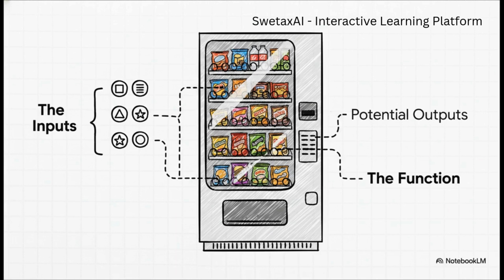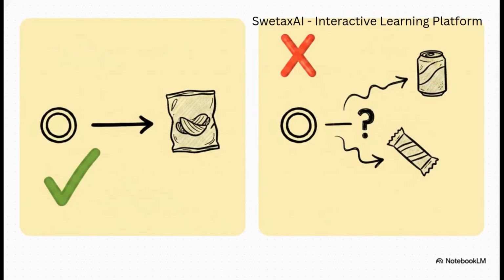All the snacks sitting inside the machine, those are all the potential things you could get, the codomain. And the function itself, well, that's the machine's wiring. It's the rule that connects each button to one specific snack. And here is that golden rule in action.